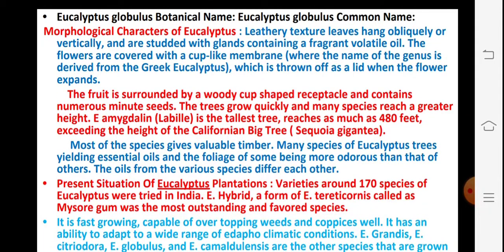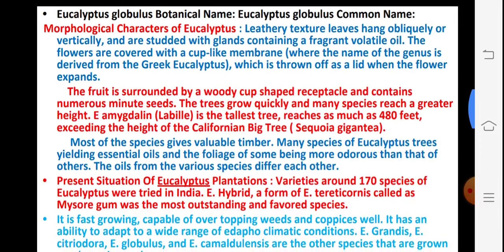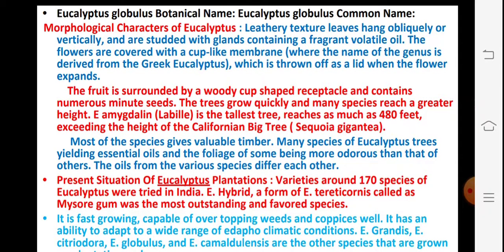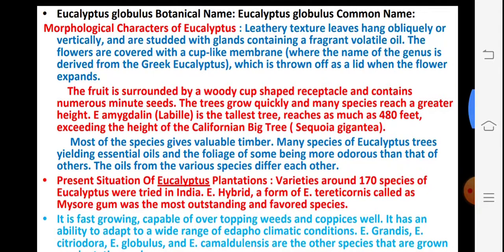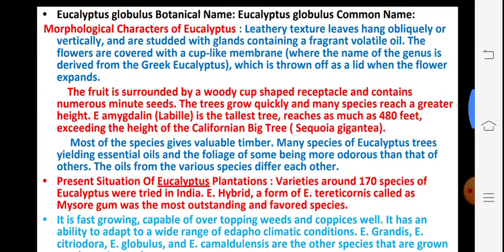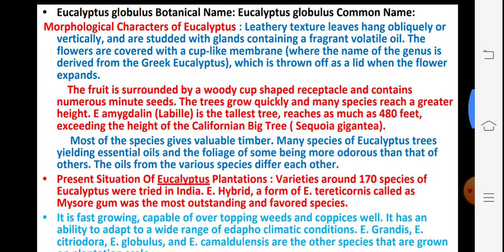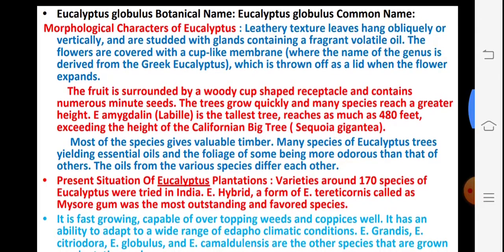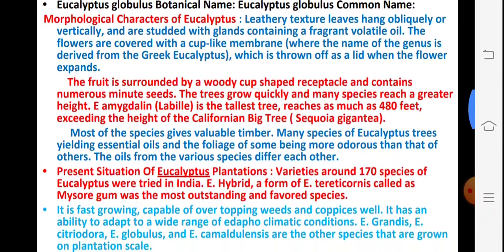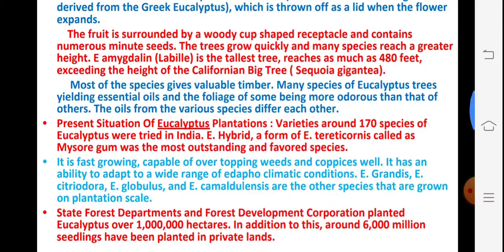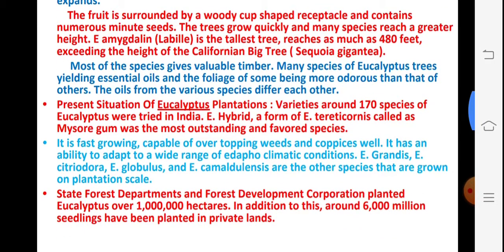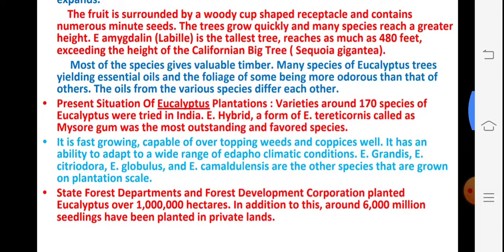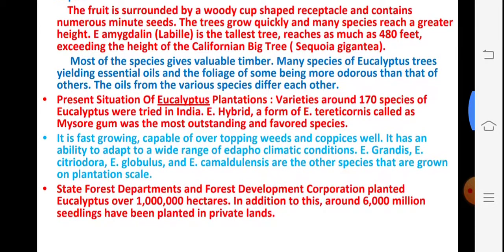Then Eucalyptus globulus is the common name. Morphologically we have already seen it. The leaves are flat, vertical, with a leathery texture. In Latin words it is Eucalyptus globulus, the botanical name, genus and species. The fruits generally develop into a woody cup receptacle and contain many seeds, but their viability is less.